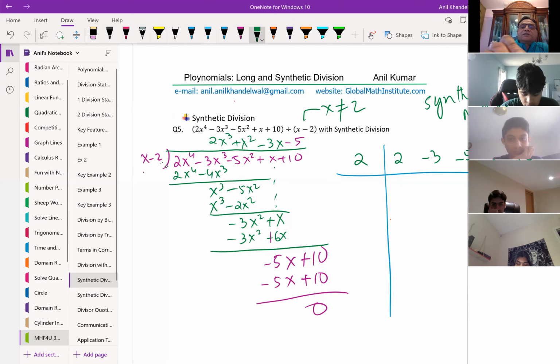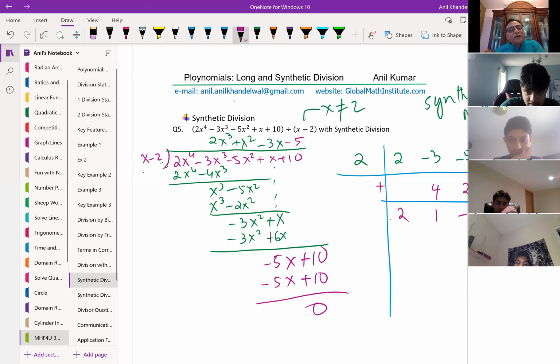Now, the first step is to bring down the leading coefficient as such. So 2 as such will come here. Then you multiply 2 by 2 right here, and then you add. As you go down, minus 3 plus 4 is 1. Multiply by 2. Minus 5 plus 2 is minus 3. Multiply by 2 gives you minus 6. When you add, you get minus 5. When you multiply, you get plus 10. And what you get is the remainder 0. You see that part? Now we do get remainder 0.